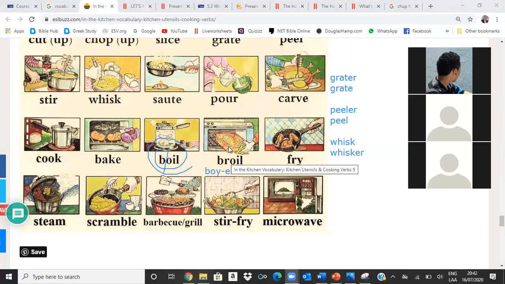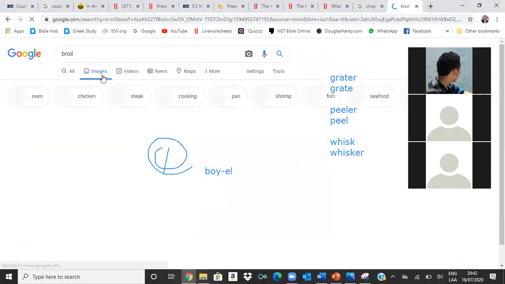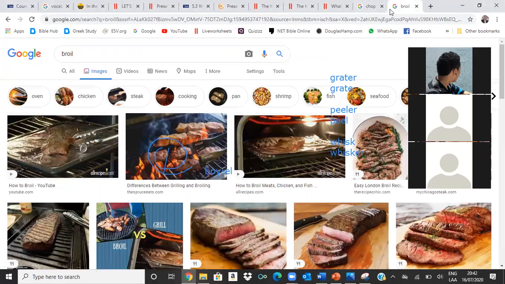¿Cuál es la diferencia? Yo creo que broil es casi como hornear. Something like that. Es decir, lo ponemos al horno, pero lo ponemos a la parrilla. Es como asar. Puede ser a fuego, puede ser en un horno. Do you see? Broil.